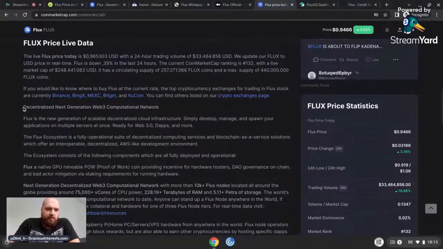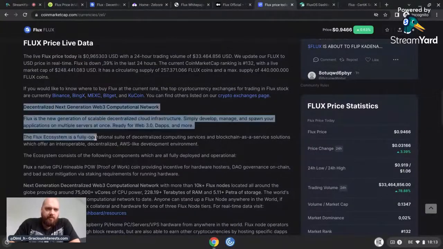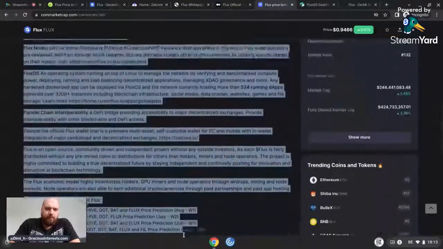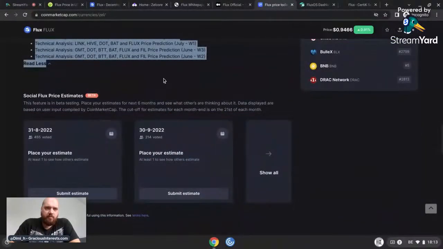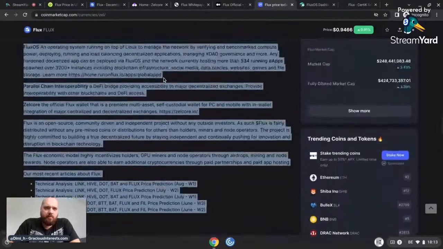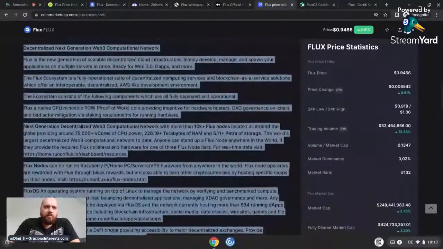Here it is. I'm going to highlight it for you guys. Oh. Quite some text. Let's just see. Decentralized next generation Web3 computational network. Okay. Flux is the new generation of scalable decentralized cloud infrastructure.